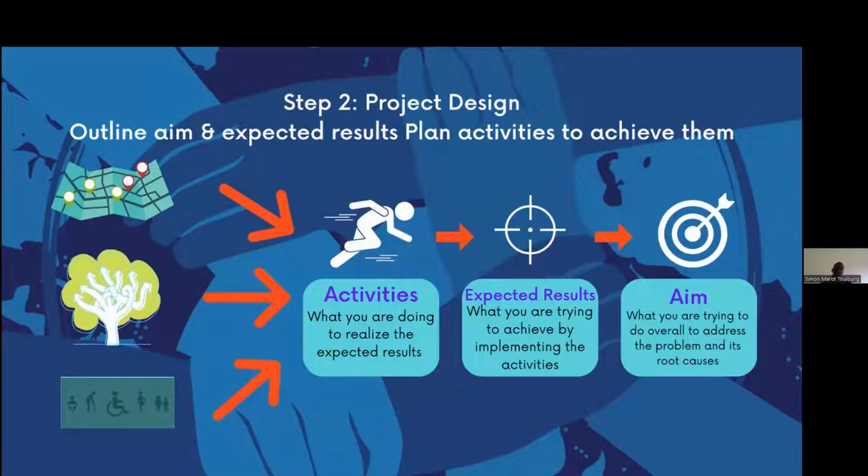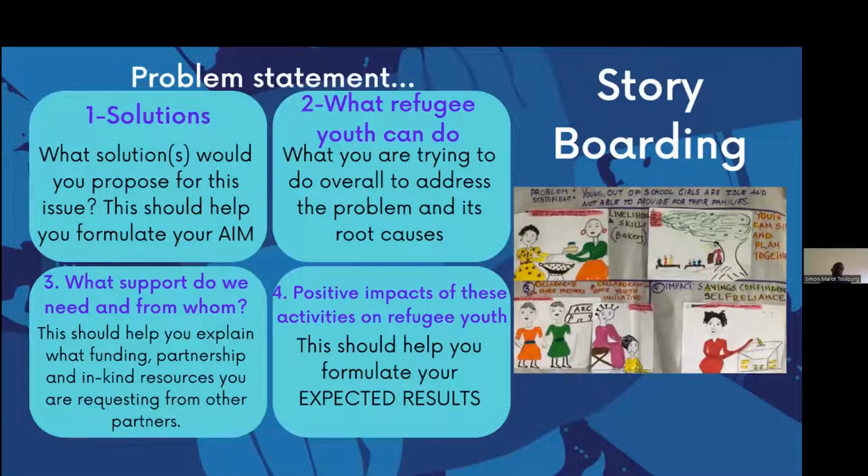So the problem tree is very important. The community assessment of the vulnerable community members is very, very important. All this comes together to help you come up with activities. It also helps you to drive what it is that you are trying to solve overall, and then the expected results. And the next slide is, so then we have what we call storyboarding.